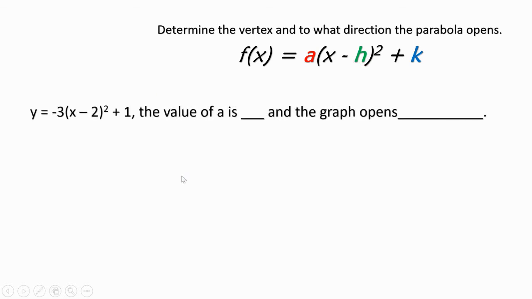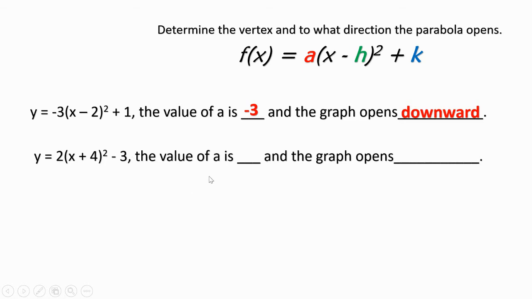Now let's look at the a. In this case, our a is a negative 3. Remember, it's the number that's out in front. You can see right here where a is. It's going to be negative 3. And since that is a negative number, it's going to open downward. In this other case, our a is 2, and so that is going to open upward. This one looks like a U. This one looks like an upside down U. We've been working on that for a little while.